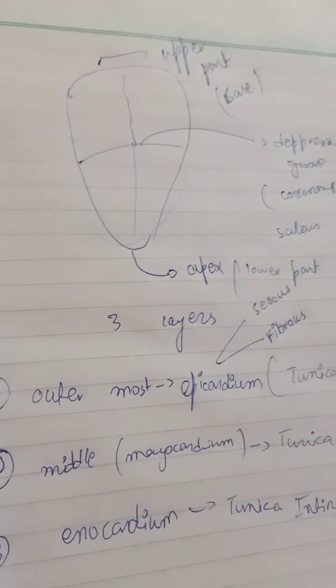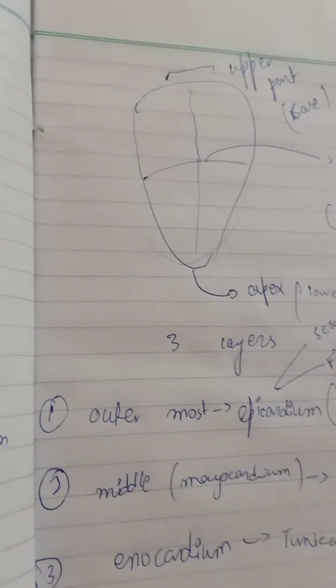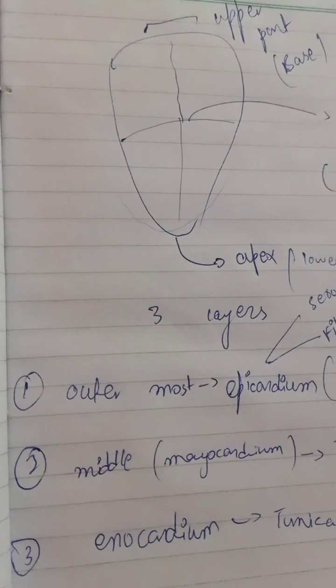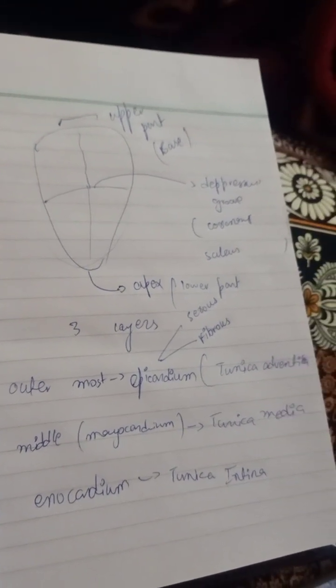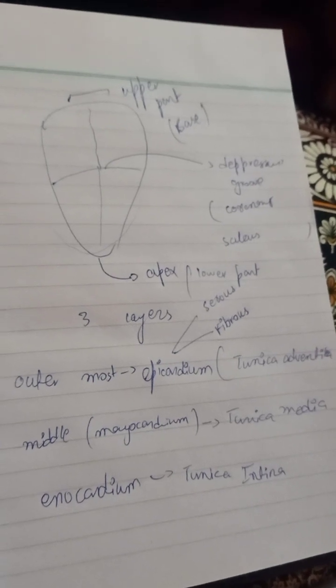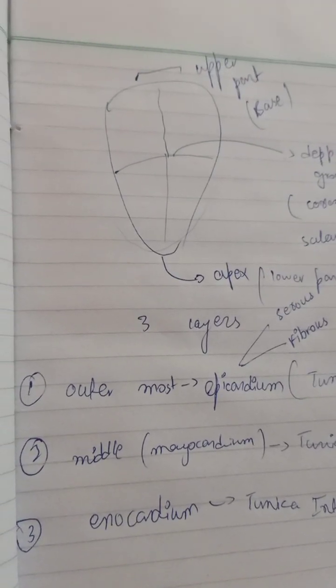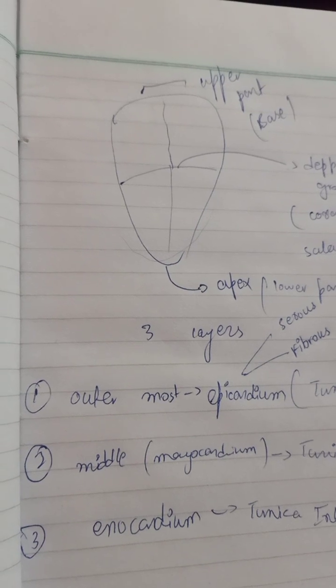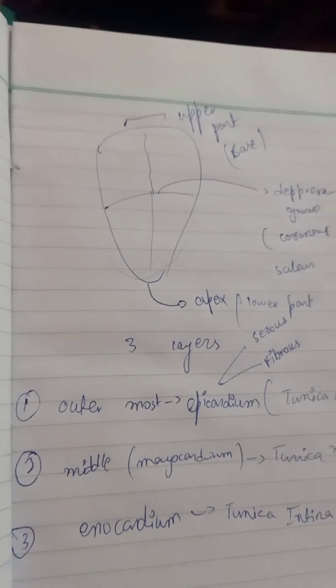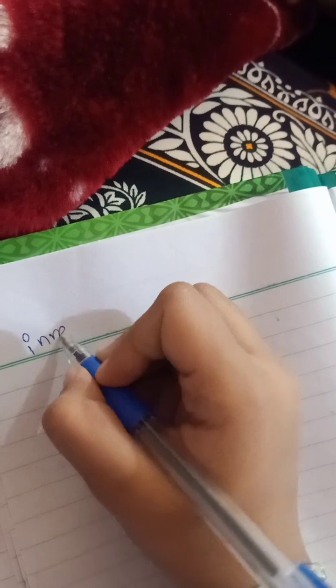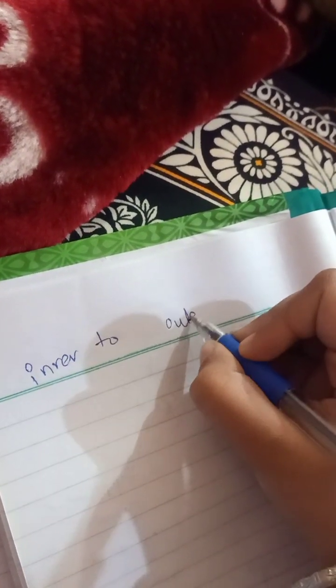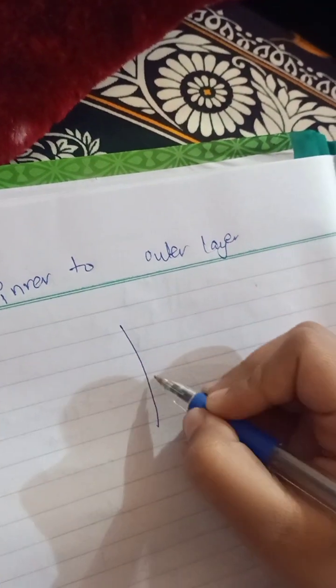Okay, so the thing will be more clear if I make a diagram of the layers. If we move from the inner to the outer layer, the first one we are having is the epicardium.